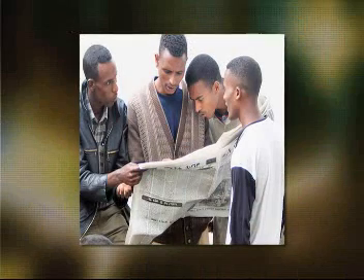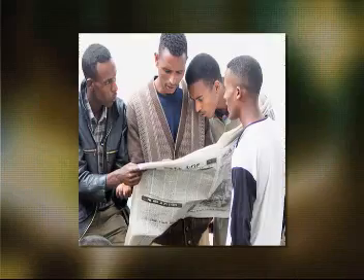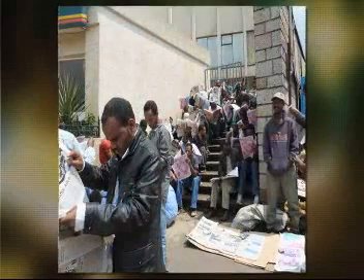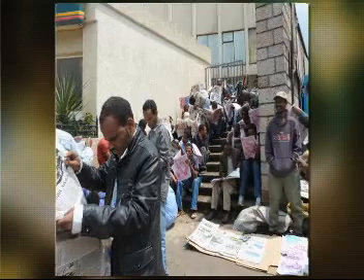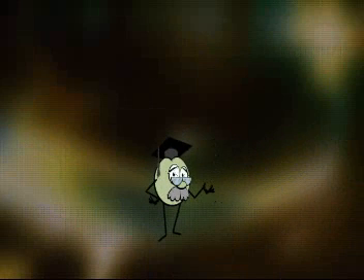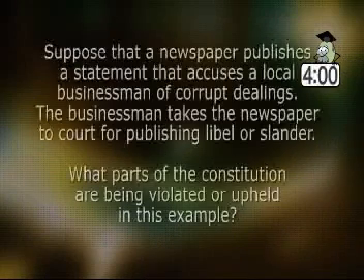Students, suppose that a newspaper publishes a statement that accuses a local businessman of corrupt dealings. The businessman takes the newspaper to court for publishing libel or slander. What parts of the Constitution are being violated or upheld in this example? Students, let's get ready. Begin.